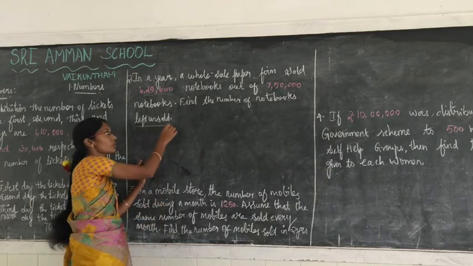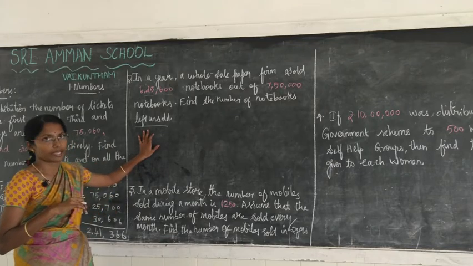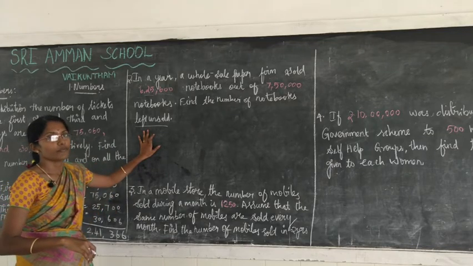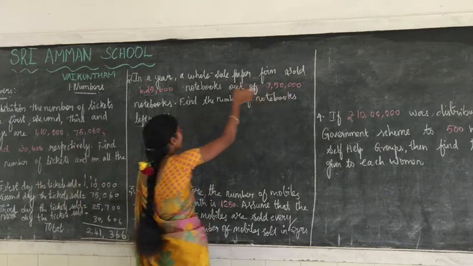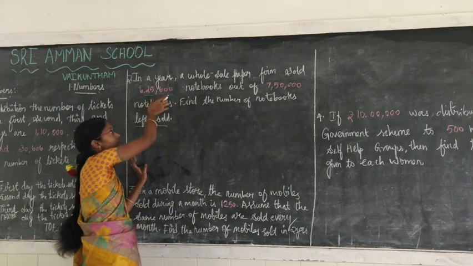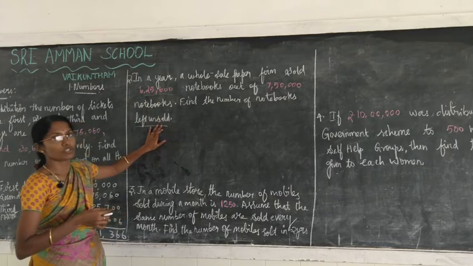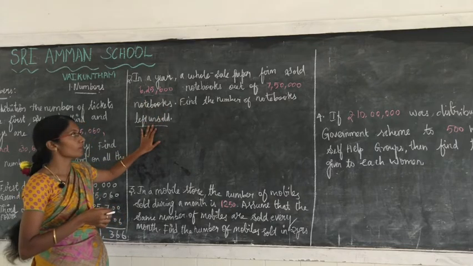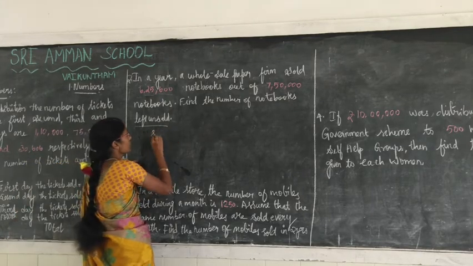What is the left unsold? How many notebooks do they have remaining? Left unsold means remaining. So what do we have to do here? We have to subtract. From the total, we have to subtract the number of notebooks they sold, so that we can get how many remain, the number of notebooks left unsold. Okay, so see here.